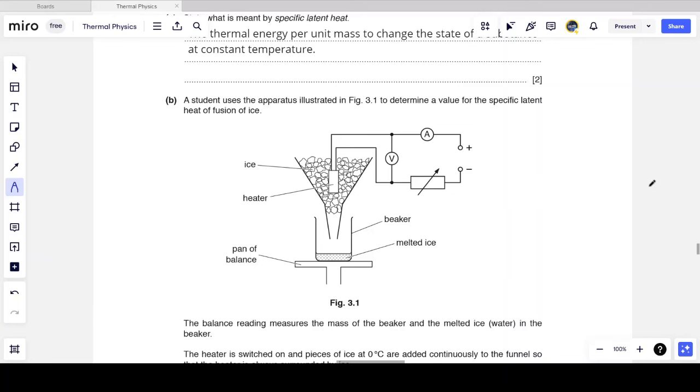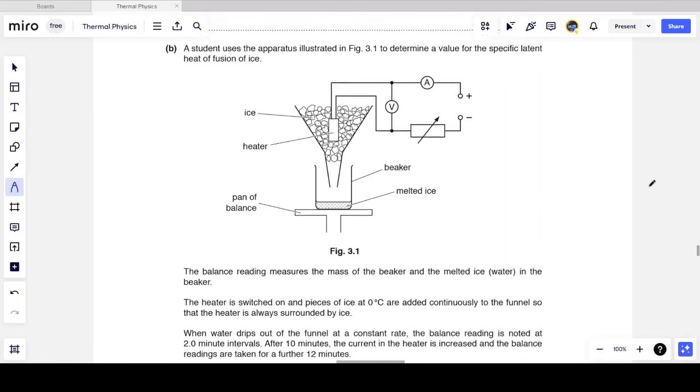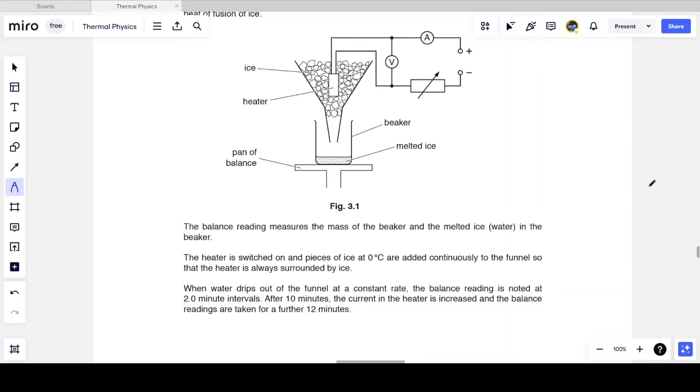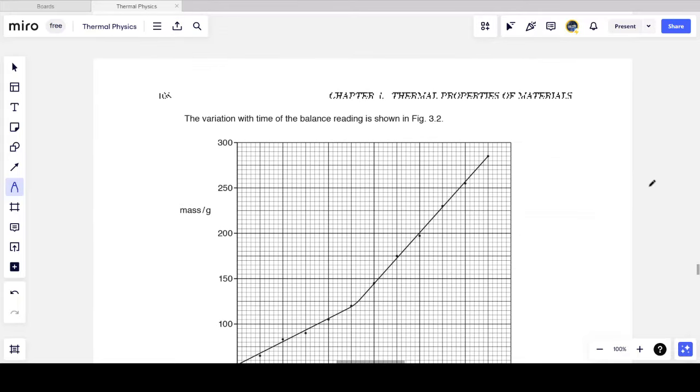So a student uses the apparatus to determine a value for the specific latent heat of fusion for ice. The balance reading, like before, measures the mass of the beaker, so it measures the amount of ice that is melted. The heater is switched on, and pieces of ice at 0 degrees Celsius are added continuously to the funnel so that the heater is always surrounded by ice. So when water drips out of the funnel at a constant rate, the balance reading is noted at 2-minute intervals. With a lot of similarities to the previous question. After 10 minutes, the current in the heater is increased and the balance readings are taken for a further 12 minutes. Actually, eerily similar to the previous question.